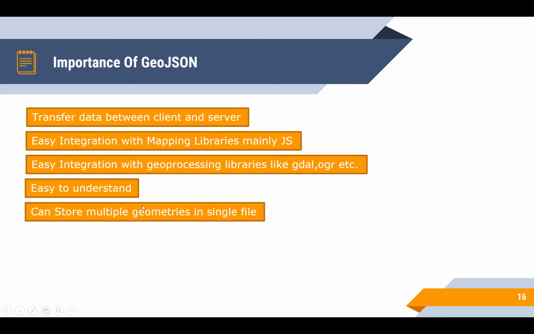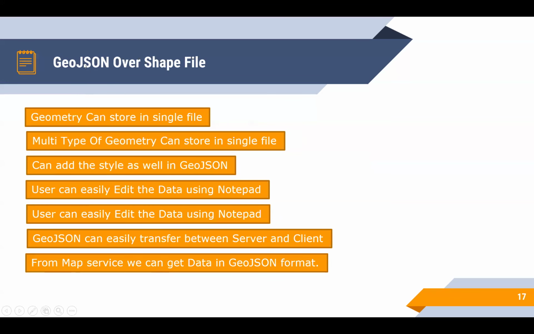So here basically this is the facility what they have given. In one GeoJSON file you can create point, line, polygon. But ideally we are not doing that kind of thing. Okay. So this is the importance of the GeoJSON over the shapefile.